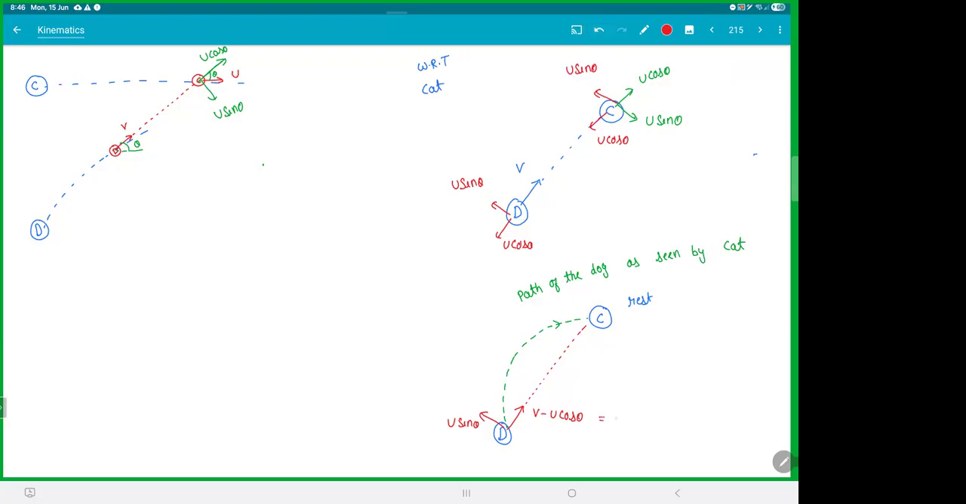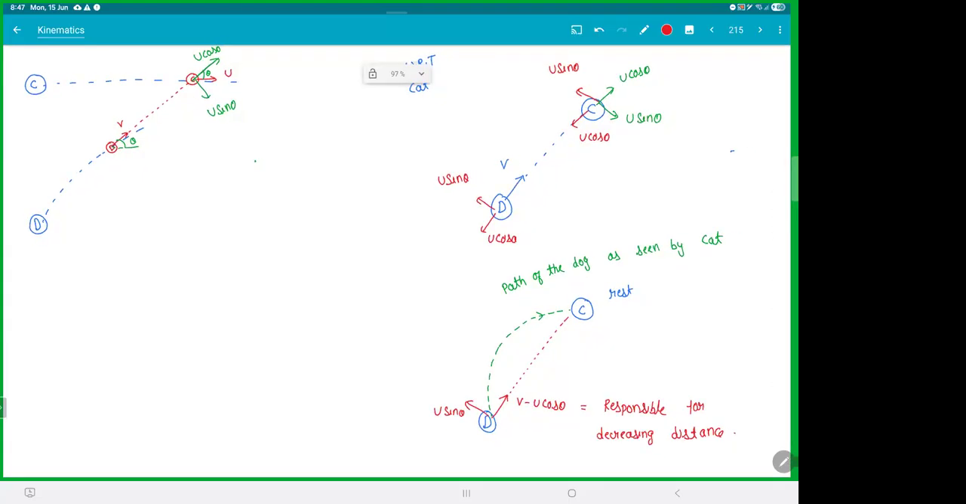So the important thing is that who is responsible for the dog to come closer to the cat? The velocity along the line. So v minus u cos theta is responsible for decreasing the distance between cat and dog. This is at least what the cat will think. Cat will think, oh, dog is coming towards me with v minus u cos theta, and because of this only our distance is decreasing.